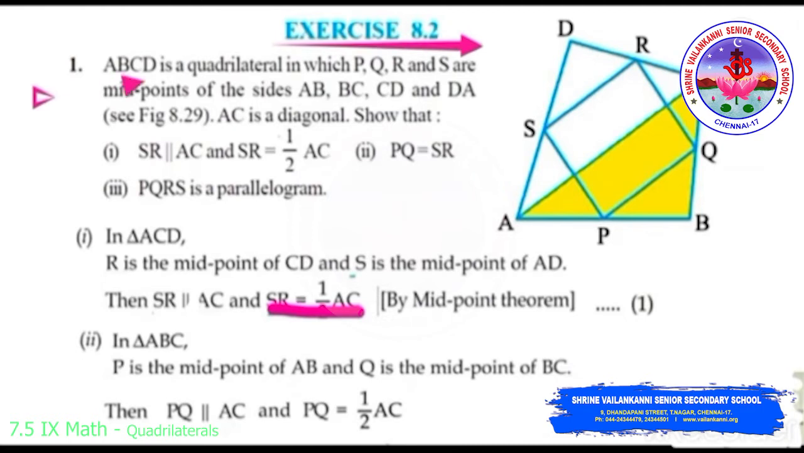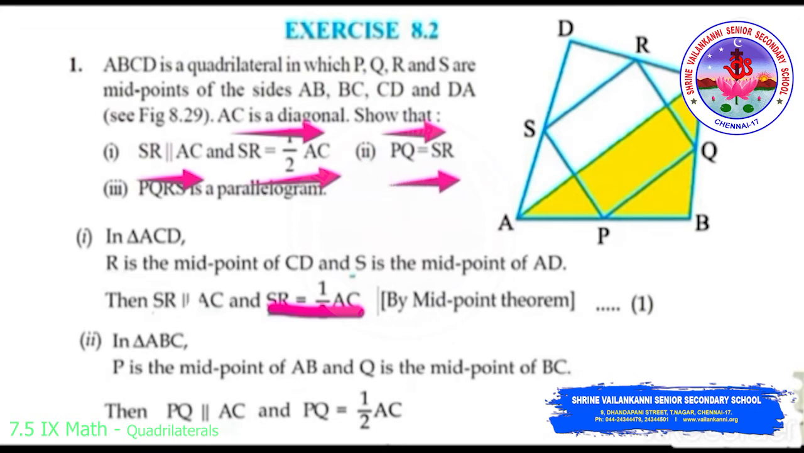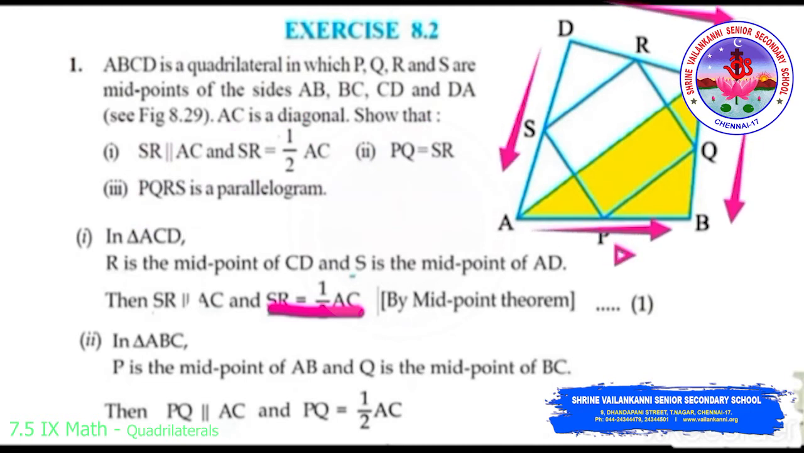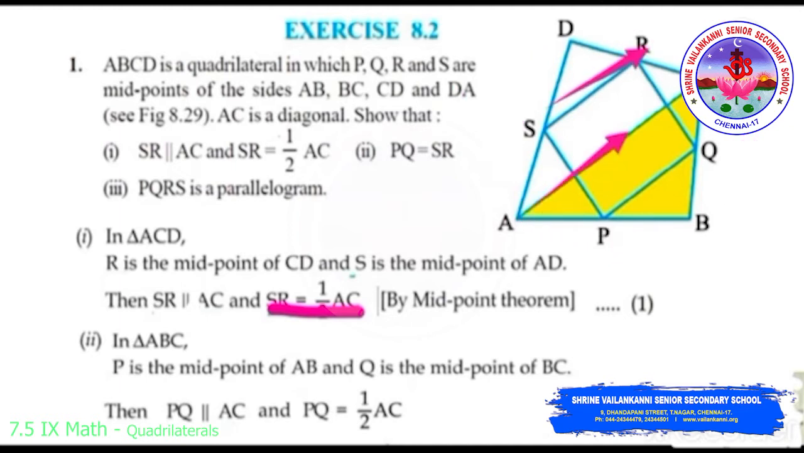First problem, ABCD is a quadrilateral in which P, Q, R, S are the midpoints of the sides AB, BC, CD and DA, and AC is a diagonal. Show that SR is parallel to AC and SR is equal to half of AC. PQ is equal to SR and PQRS is a parallelogram. Given a figure of a quadrilateral ABCD where P, Q, R, S are the midpoints of the sides AB, BC, CD and AD, we need to prove that SR is parallel to AC and SR is equal to half of AC.